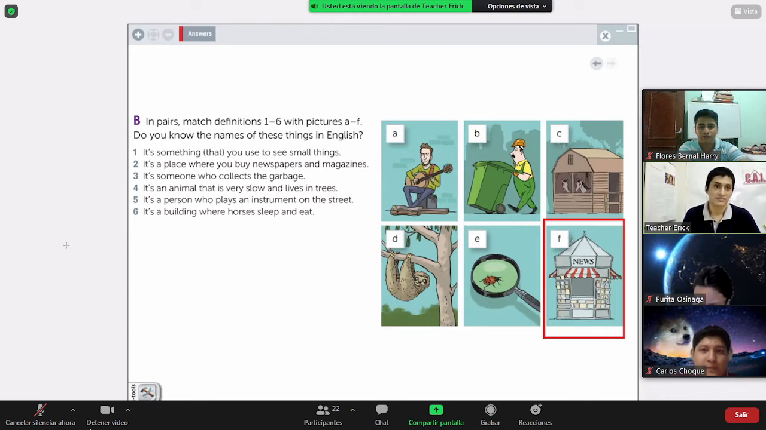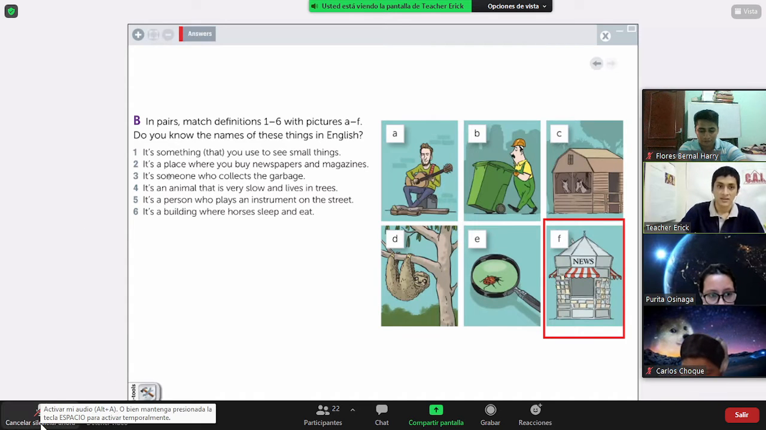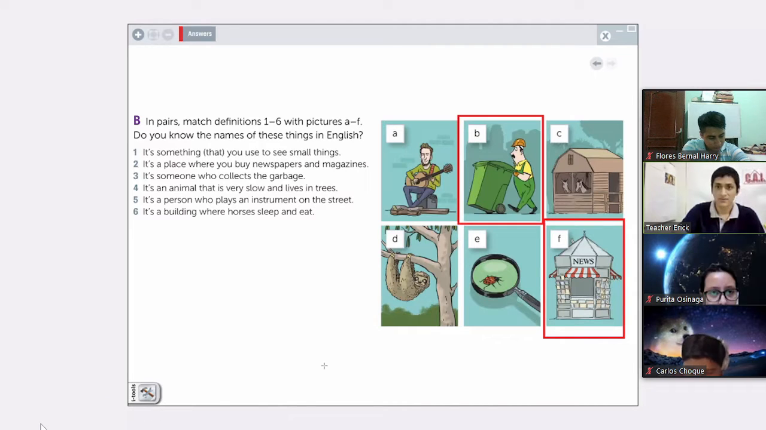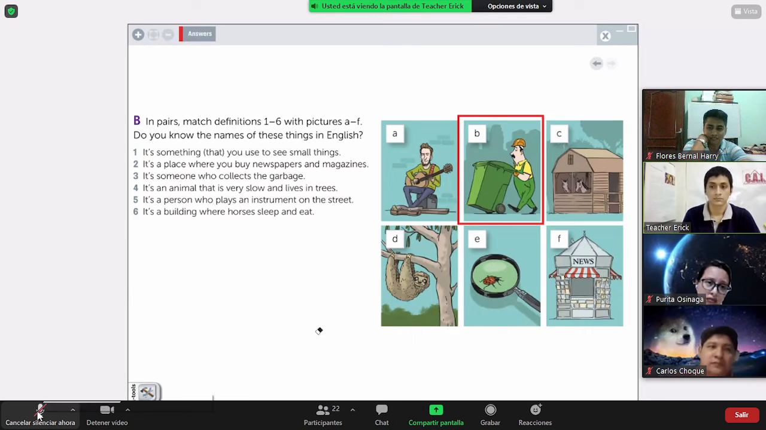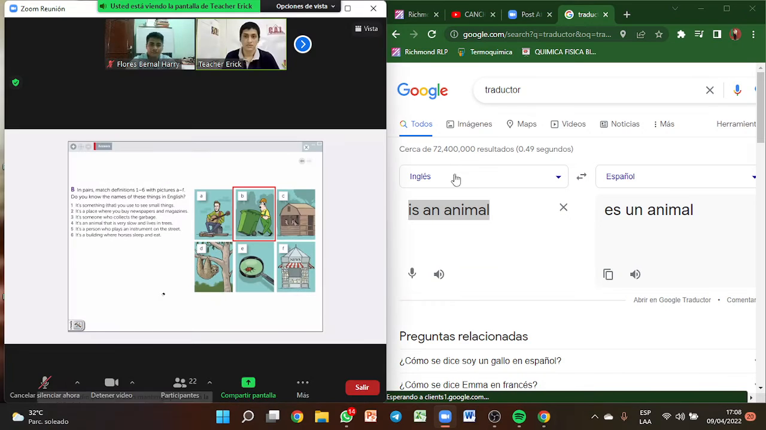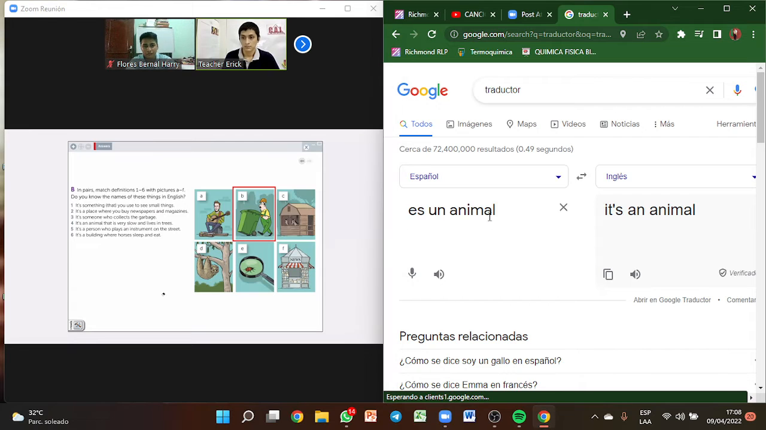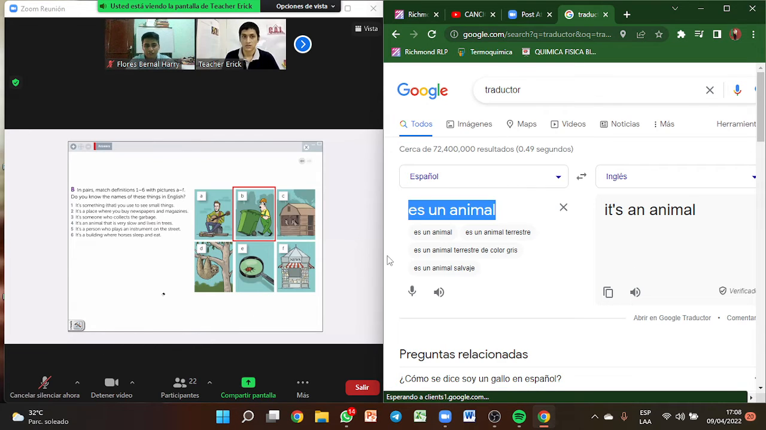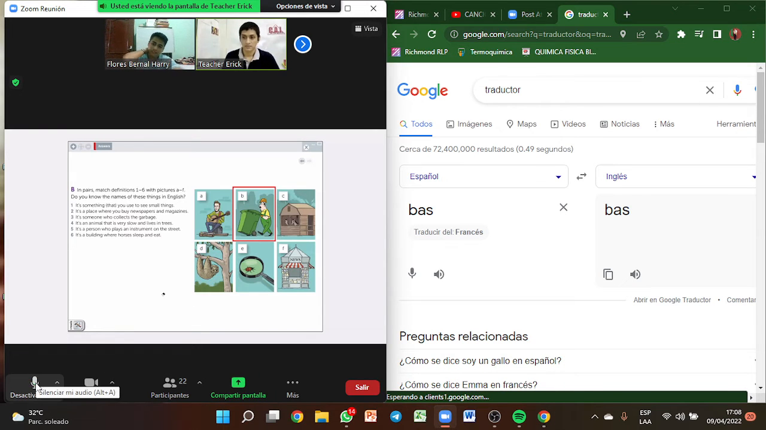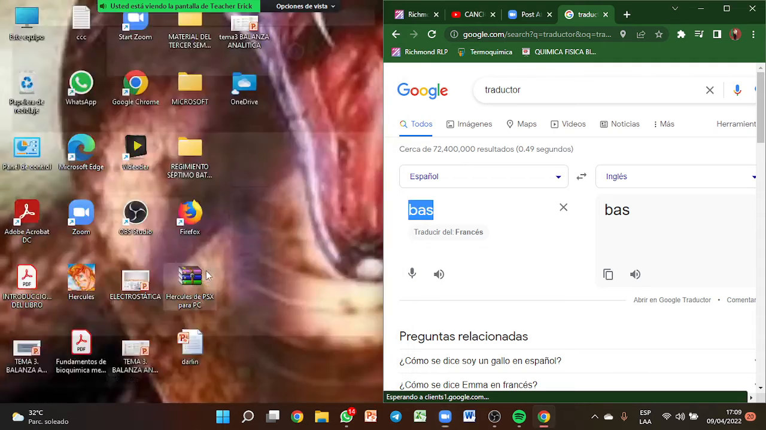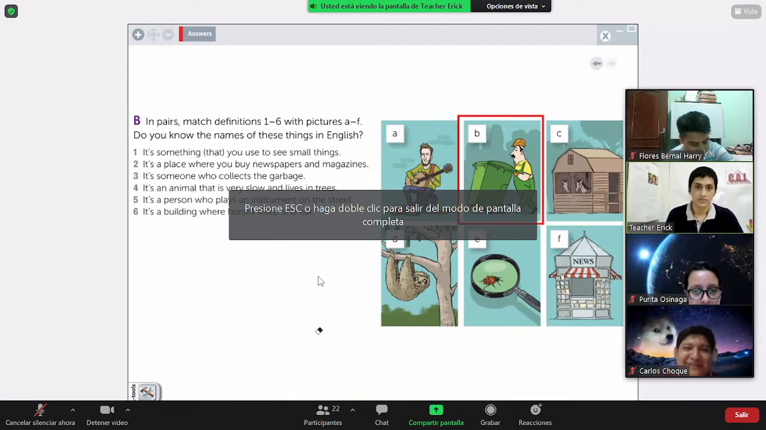Number 3. Yes. B. So, how do we call these people? The garbage collectors, what do we call them? Garbage. Collector. Garbage collector, okay. Or trash collector, okay.